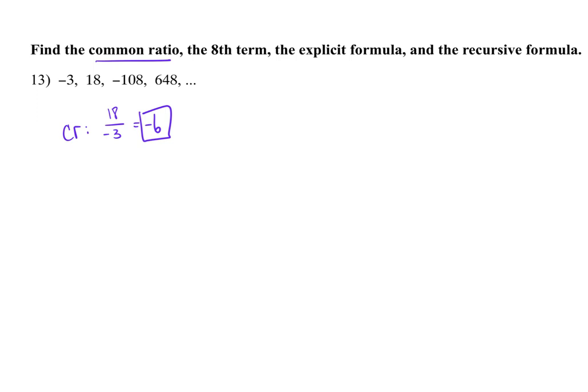I go to my recursive next, just because I find that an easier order to do it in. So my recursive formula then, to go from one term to the next, I'm going to take the term in front of it and multiply by negative 6. And you can leave it just like that.